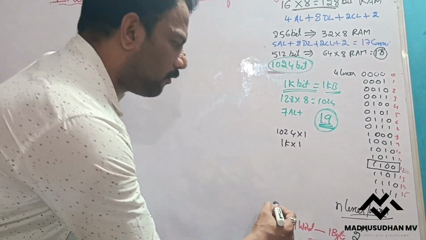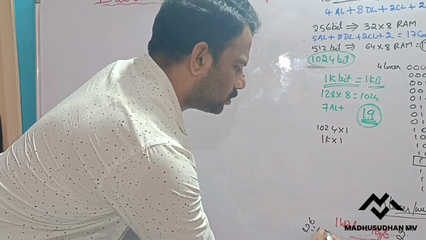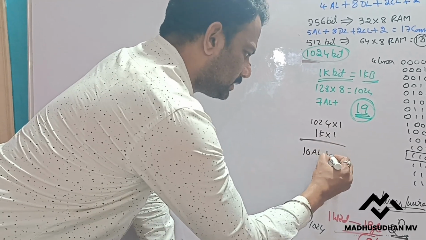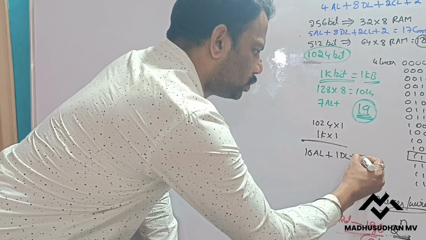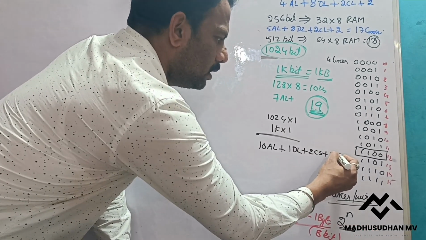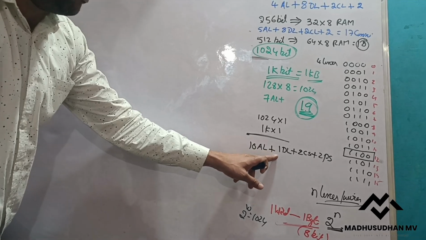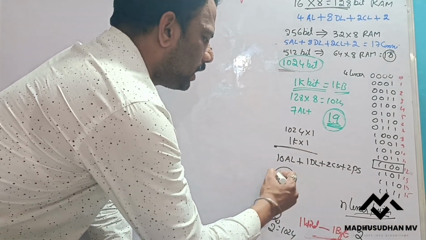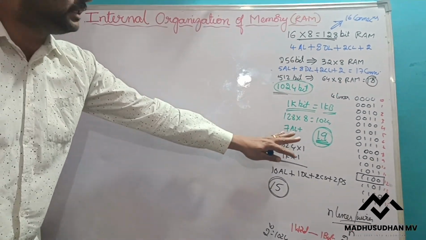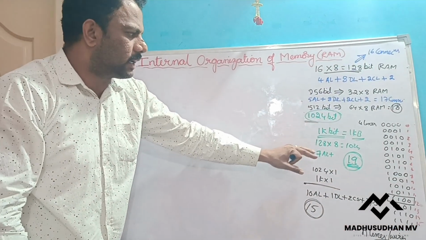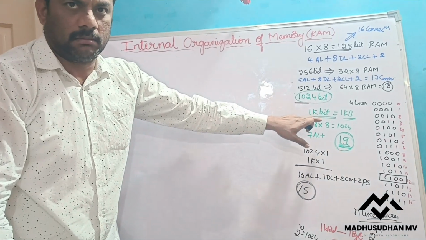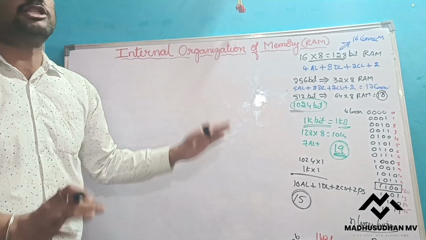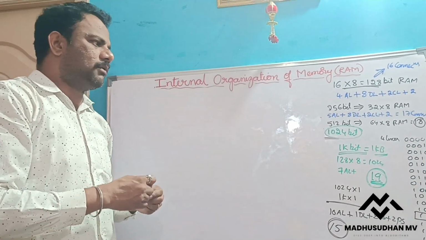So 2 to the power of 10 is equal to 1K. Now I need 10 address lines for this, plus only one data line, plus 2 control signals, plus 2 power supply. So totally how much? 10 plus 1, 11, plus 2, 13, plus 2, 15. That means only 15 connections. Theoretically I have shown that. So for 1 kilobit memory organization, we can bring it from 19 connections down to 15 connections. I can reduce this drastically.